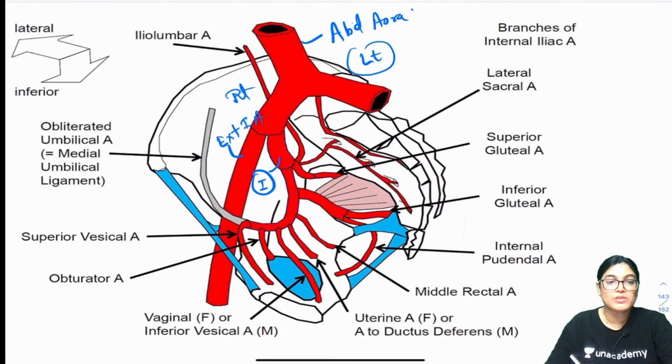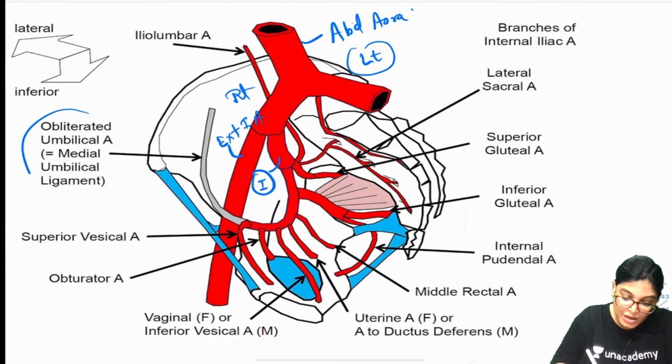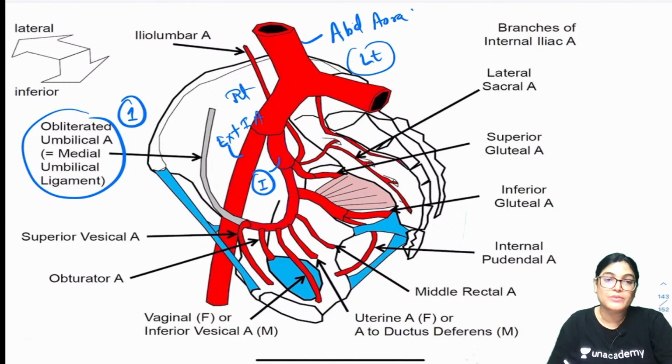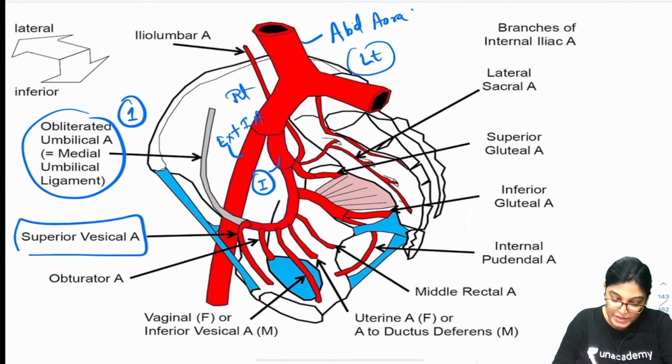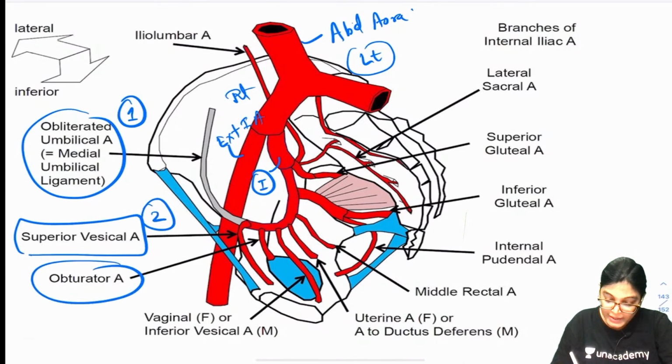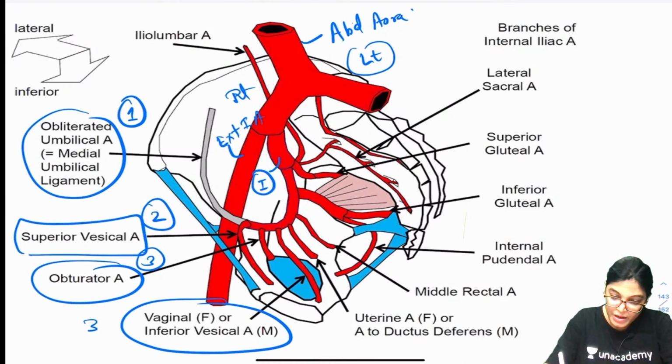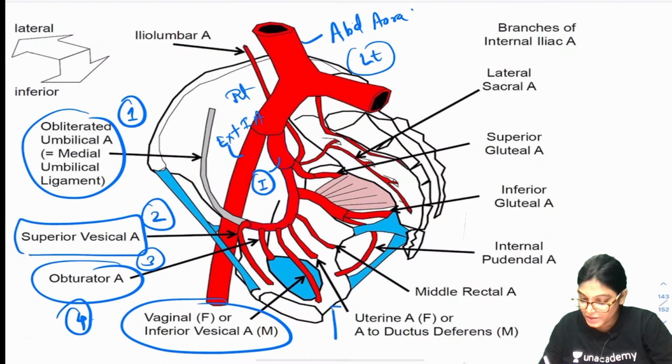I am writing just in short, internal iliac artery. Can you see the branches from the anterior division? The obliterated umbilical artery is the first branch from the anterior division of the internal iliac artery. Then the superior vesical artery, obturator artery, and the vaginal or inferior vesical artery are also branches from the anterior division of the internal iliac artery.